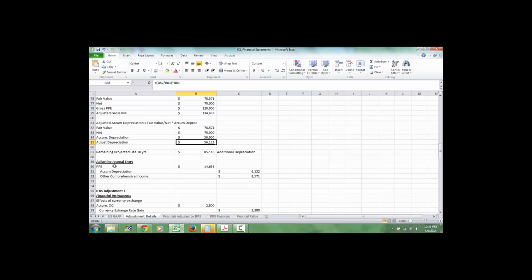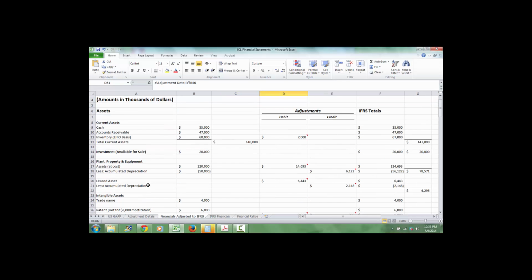56,122,000. So in order to make our balance sheet come out correctly, we need to adjust plant, property, and equipment by 14,693,000. And then we would increase accumulated depreciation and then put this 8 million, the difference in fair market value, to other comprehensive income.